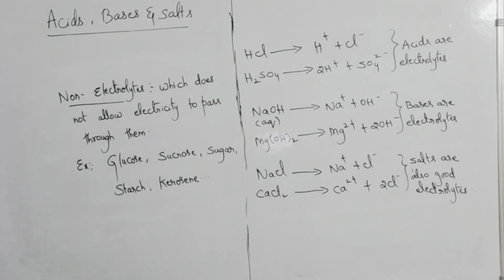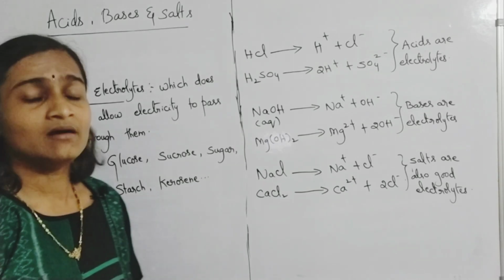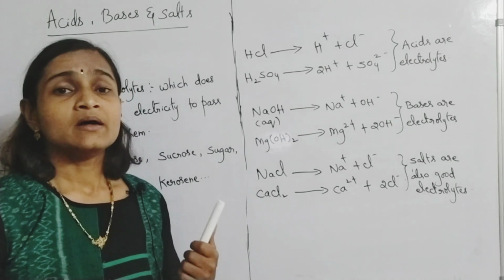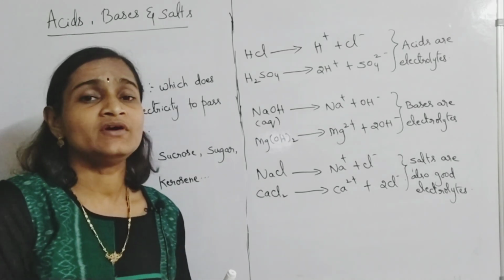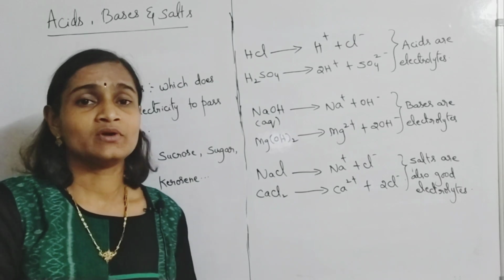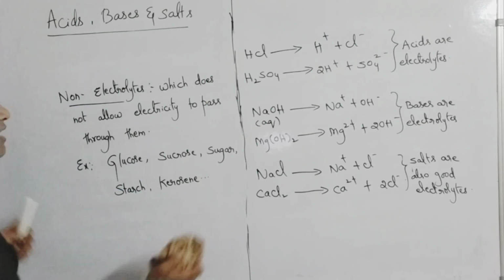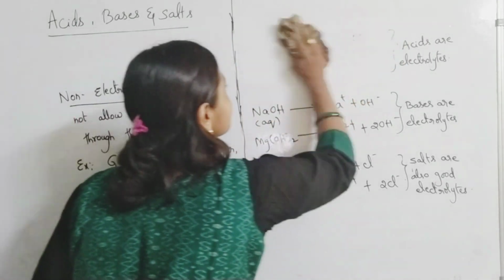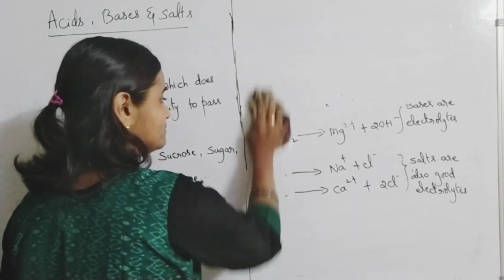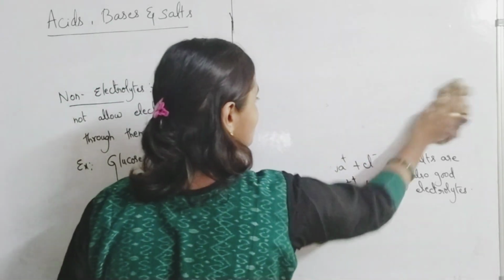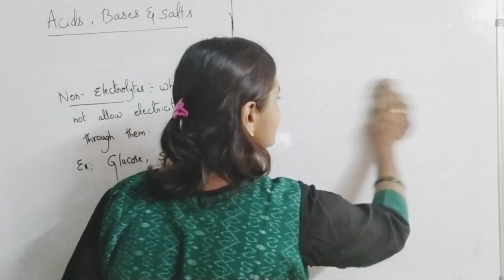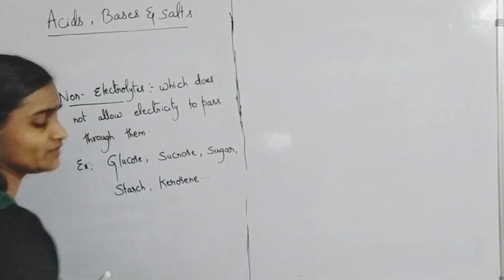This activity tells you that only aqueous solutions of acids and bases can turn blue litmus to red. Suppose they are acids, only an aqueous solution of HCl or H2SO4 can turn blue litmus to red. Dry HCl and dry H2SO4, dry acids which don't have H plus ions, which don't have water molecules with them, cannot change the color of the litmus paper.